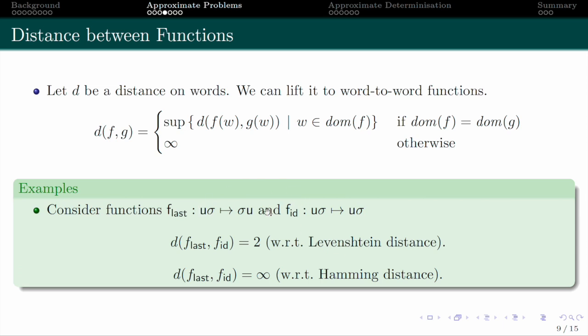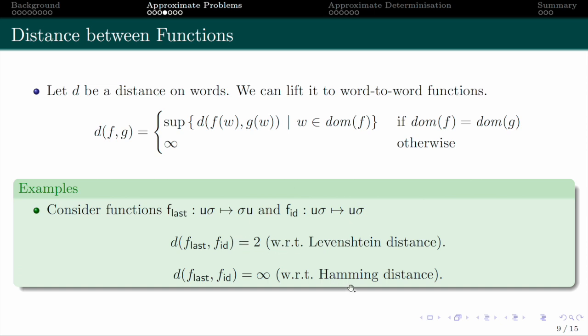Now for each input, the distance between their outputs with respect to Levenshtein is at most 2. Delete the first sigma and insert a sigma at the end. And this is true for any arbitrary input word, and hence the distance is 2 with respect to Levenshtein.